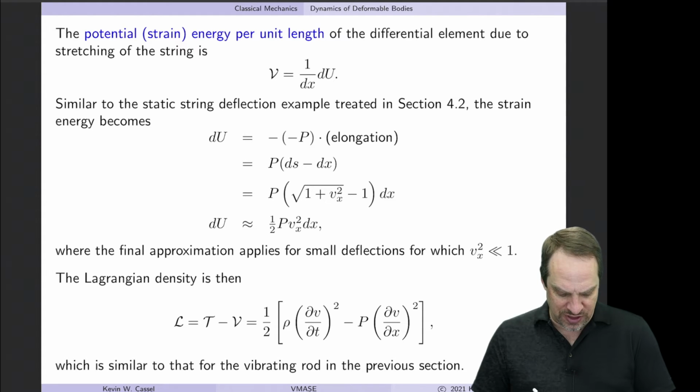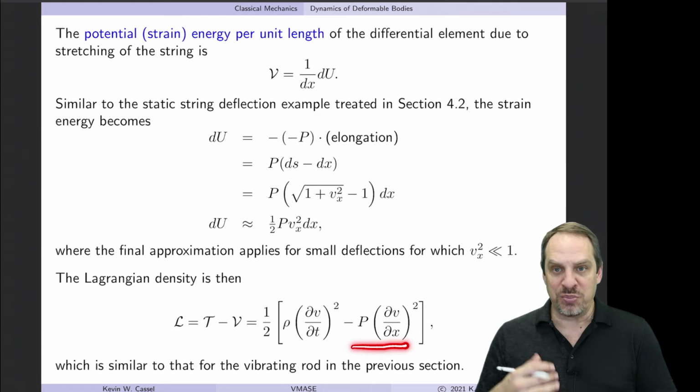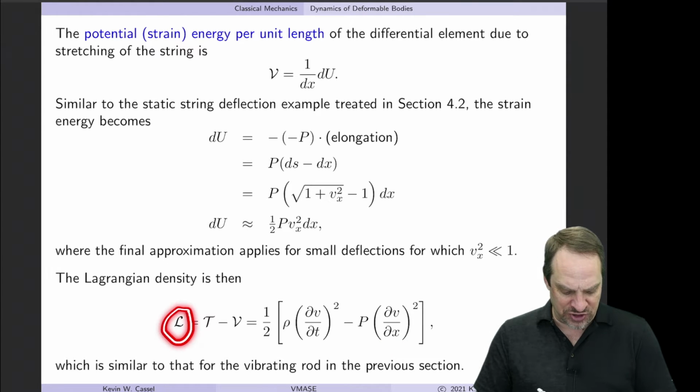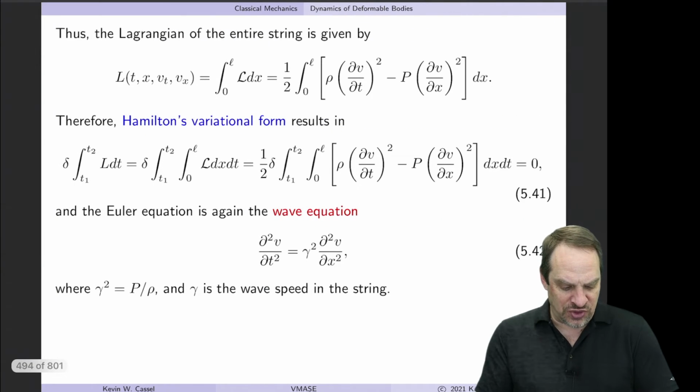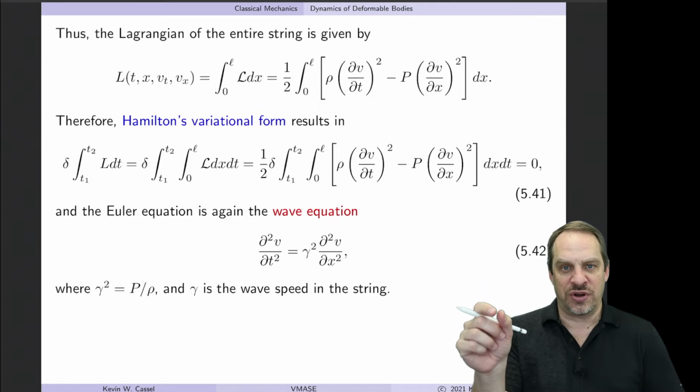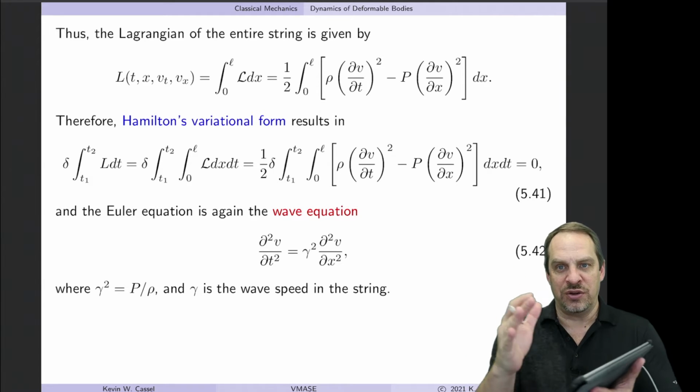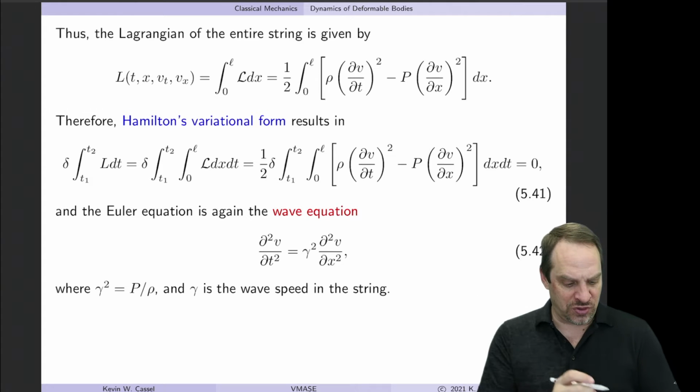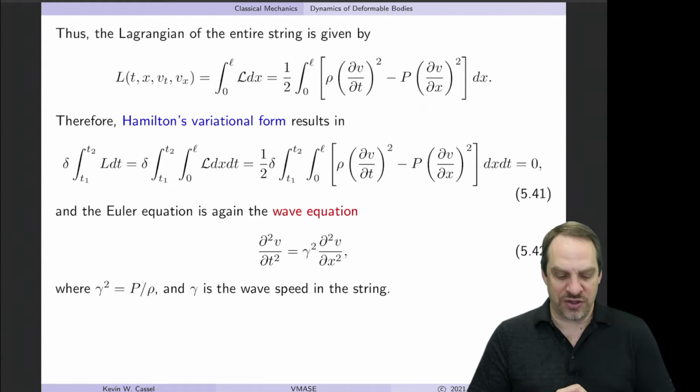So we combine the kinetic energy and the potential energy per unit length to form the Lagrangian density, or Lagrangian per unit length, for the vibrating string. The total Lagrangian then is you take the Lagrangian density, the script L, and integrate it along the length, and that gives you the total Lagrangian, capital L. So that's 1/2 times rho times the square of partial v partial t, the kinetic energy, minus 1/2 times P times the square of partial v partial x, which is the strain energy.